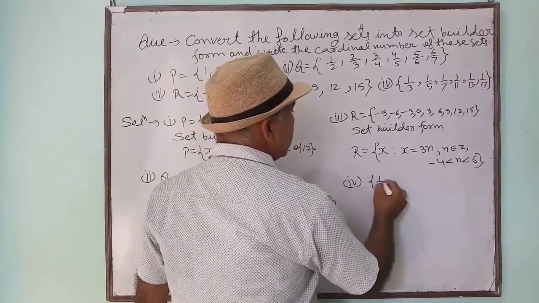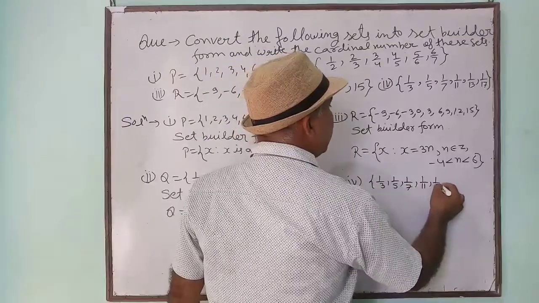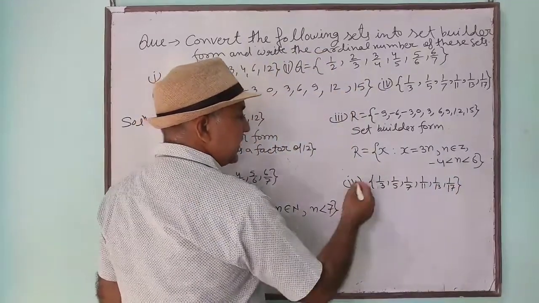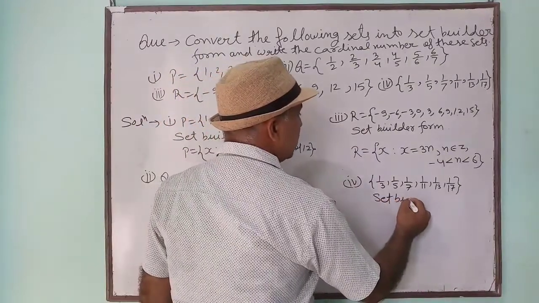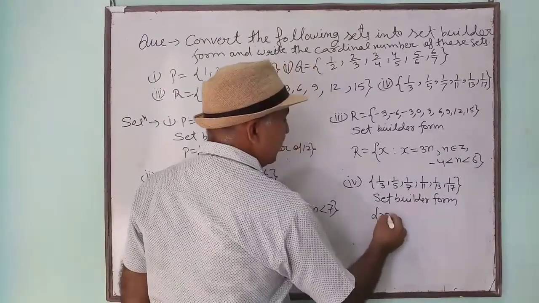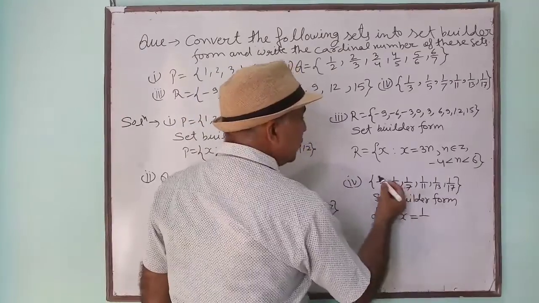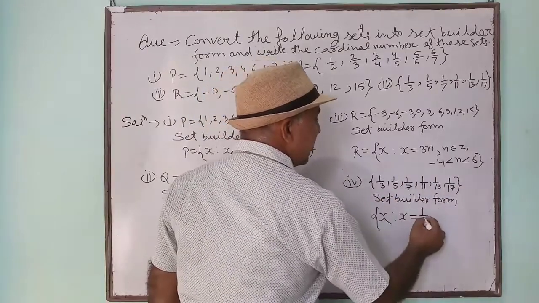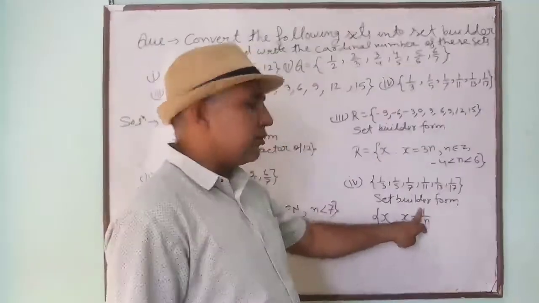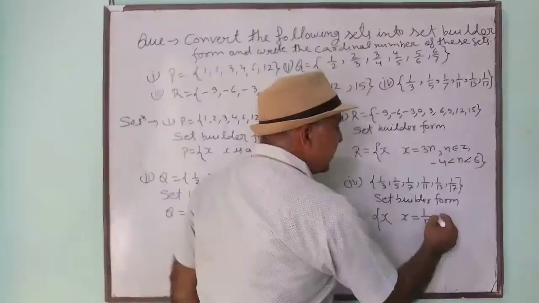The fourth one is 1 by 3, 1 by 5, 1 by 7, 1 by 11, 1 by 13 and 1 by 17. See carefully, this is very easy. Set builder form. We will take one variable x such that we can see that the numerator is 1 in all and the denominator is a number. That means our variable is a fraction in which the numerator is 1 and the denominator is a number. Now we have to think of the property of this number.